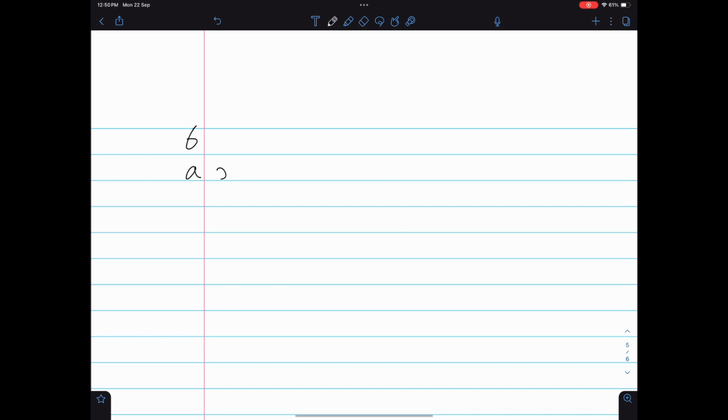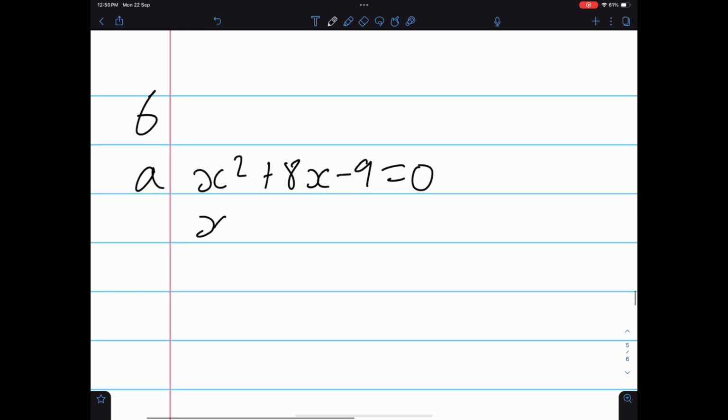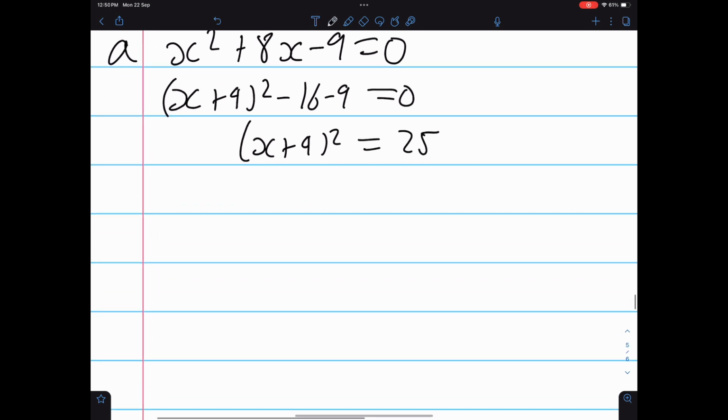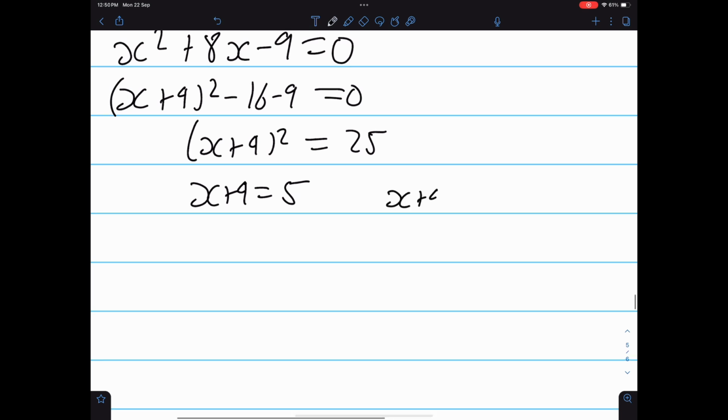The first one it wants you to do is x squared plus 8x minus 9 equals 0. So just start completing the square. Put this on the other side, 25. Bang. So x plus 4 is either going to be 5, or x plus 4 is equal to minus 5. x is either 1 or x is either minus 9.